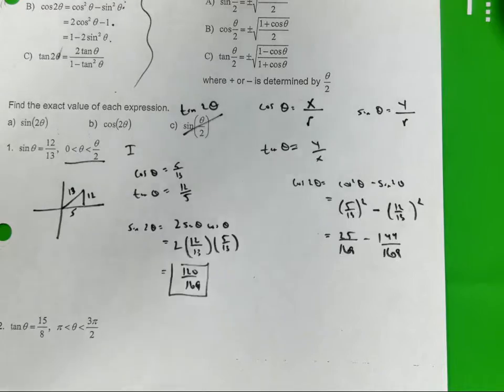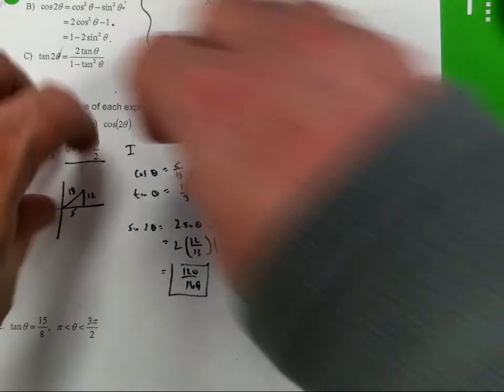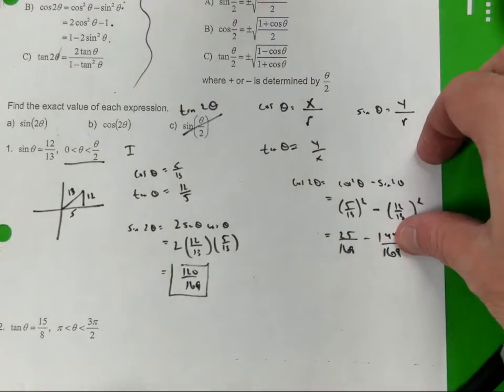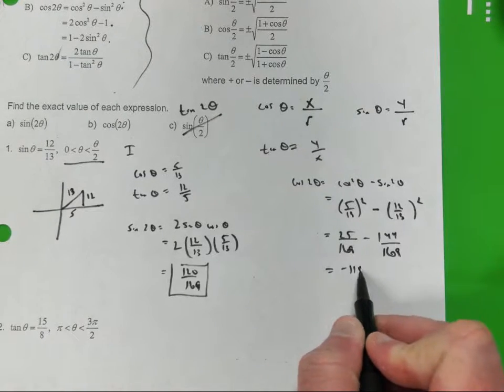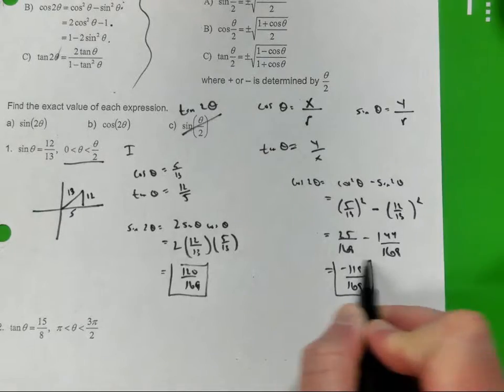The hardest part is the beginning, guys, just getting all the information. Once you get all this information here, it's just plugging in. Okay? 25 minus 144 is negative 119 over 169. And that's your answer.